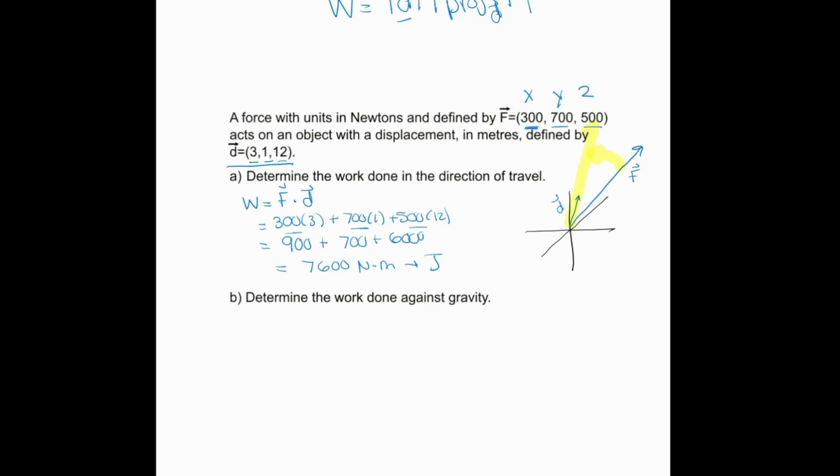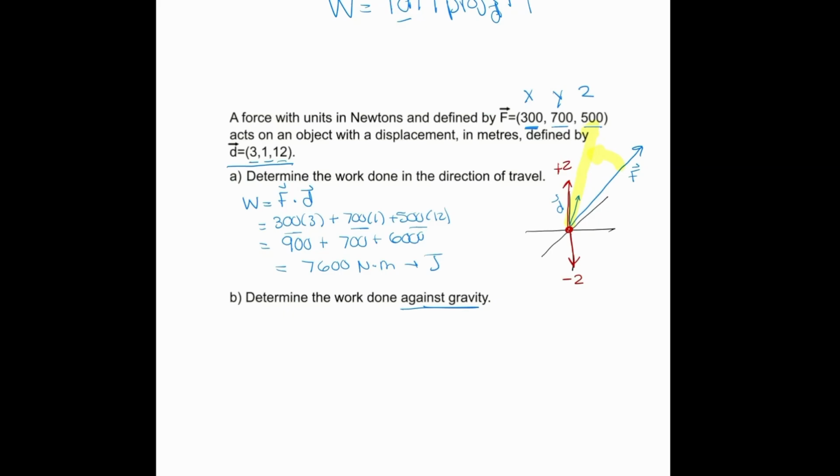Now, I happen to think the next part of this question is a little bit more of the interesting part, because this is something we haven't thought about before. So, determine the work done against gravity. We know, or maybe we remember, that gravity is going to act straight down in the negative z direction. So if it's going against gravity and gravity is acting in the negative z direction, then the opposite of that is going to be the amount of gravity that's acting in the positive z direction. So we're only going to use the z direction and the force.